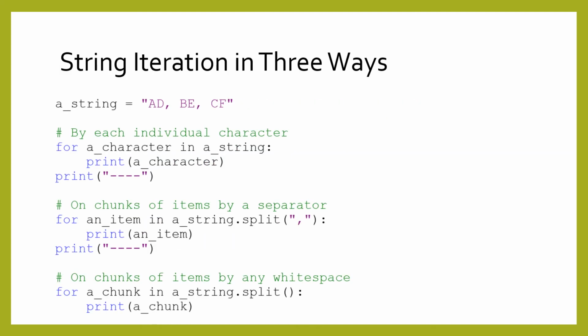Just to summarize briefly, there are three major ways to iterate over a string. Without the split method, you iterate by character. With a parameter in the split method, you iterate by splitting the string on the parameter. And without a parameter in the split method, you iterate by splitting the string on whitespace.